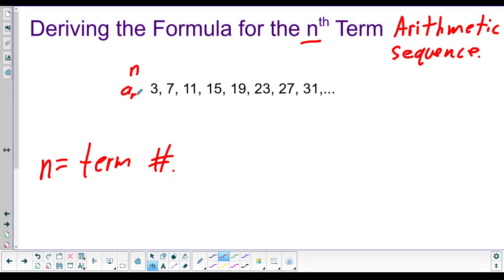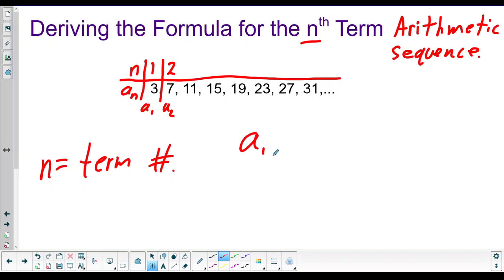So we'll think about it like this. Let's make a little chart here. When n is 1, we're talking about the first number in the list, and the value of that first term, a sub 1, would be 3. When we say n is 2, we're talking about the second number in this list, and the value of the second term would be a2. And these little numbers here are called subscripts.